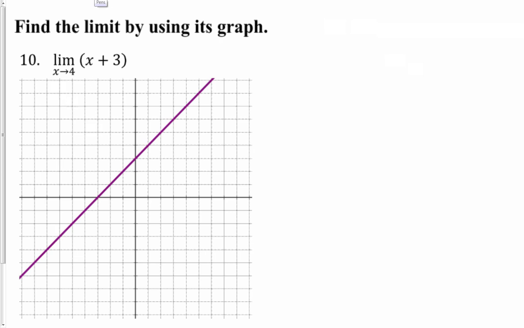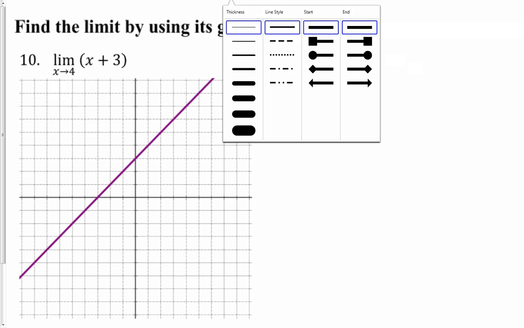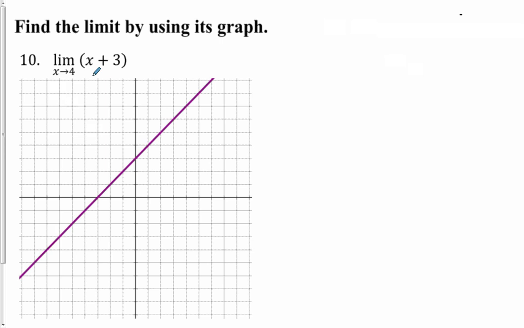This is part 2 of lesson Intro to Limits 11.1. In this lesson, we're going to mostly be looking at the graphing side of things and how to find limits using the graph. In this case, we've got the graph of x plus 3, and we're looking at the limit as x goes to 4.